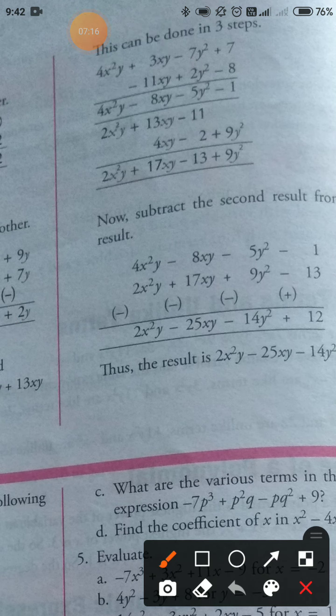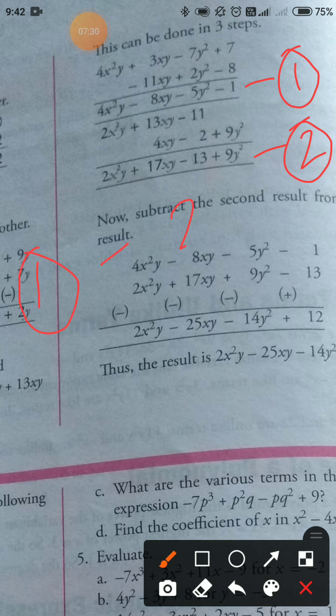This was our first equation, and this was our second equation. So what you have to do is subtract the second equation from the first. You will write equation 1 minus equation 2. You are subtracting the second equation from the given first equation, the one which you have solved. In the same way, you subtract these equations as you have done earlier.